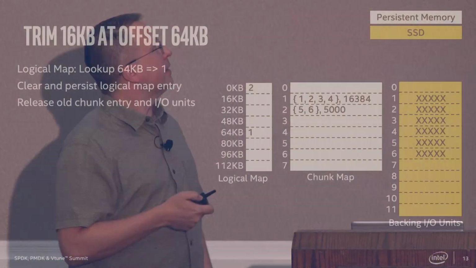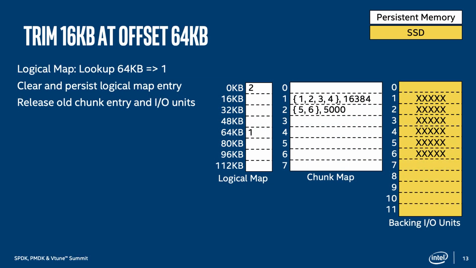Okay, trim. So trim is actually really easy, at least in this case where you're trimming a full chunk. Here we're trimming a 64K. We look up the chunk map entry. All we have to do is literally clear and persist that logical map. There's nothing else that we have to do, because once we've cleared that, this chunk map entry is implicitly invalidated because nothing's pointing to it anymore. So we can release all that.